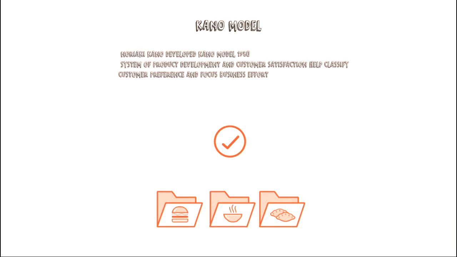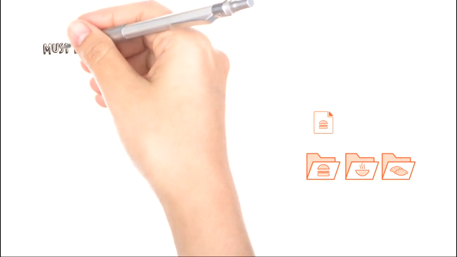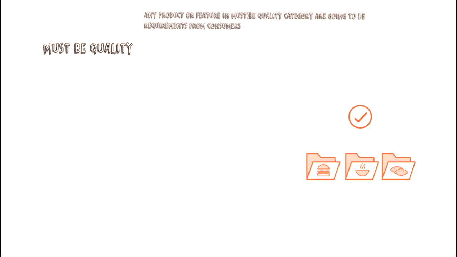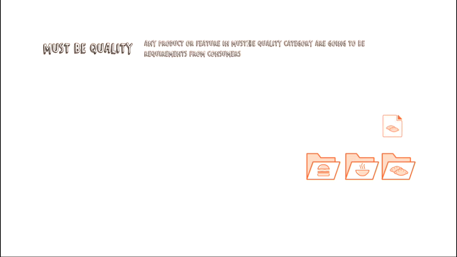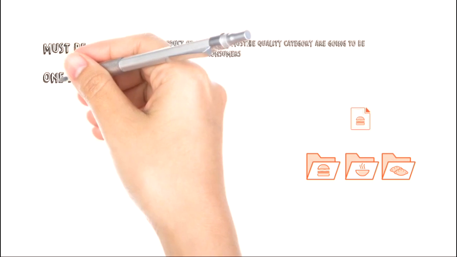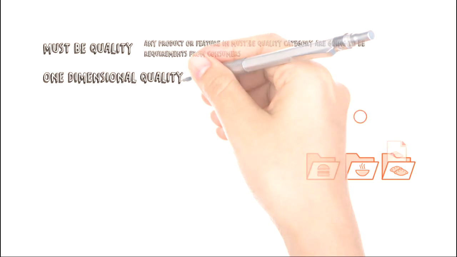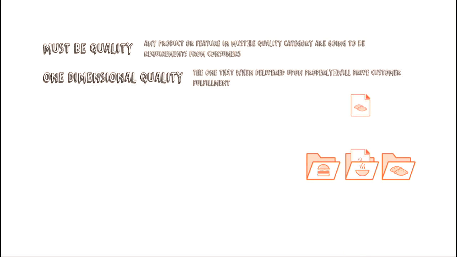Kano model. Noriaki Kano developed the Kano model in 1980. A system of product development and customer satisfaction to help classify customer preference and focus business effort. The following image can show how information can be tracked to make it easier to use this model. Must-be quality. Any product or feature in the must-be quality category is going to be a requirement for the customer. One-dimensional quality, the one that when delivered upon properly will drive customer fulfillment.